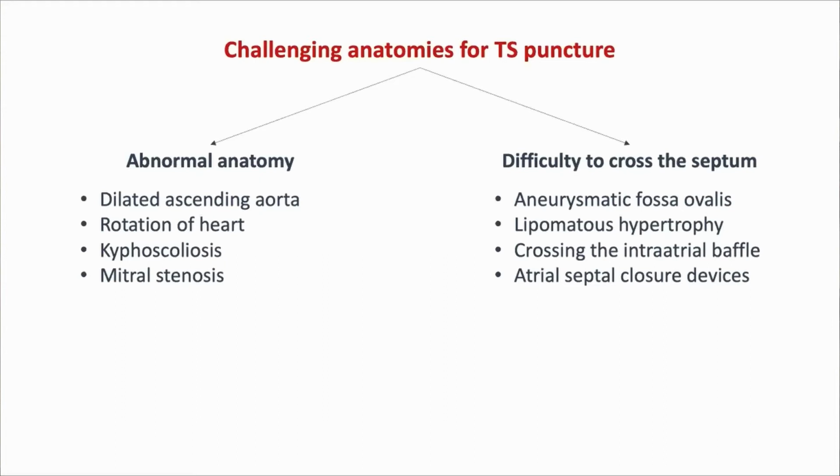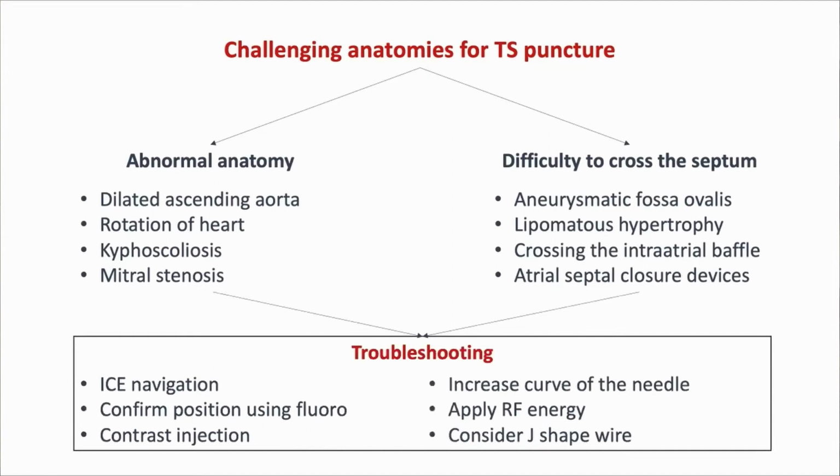Challenging anatomies for transseptal puncture may include abnormal anatomy like a dilated ascending aorta, rotation of the heart, kyphoscoliosis or mitral stenosis, and on the other hand, difficulty to cross the septum, for example in the case of aneurysmal fossa ovalis, lipomatous hypertrophy, crossing an interatrial baffle, or atrial septal closure device. The possible troubleshooting techniques can be ICE navigation, confirming the position with fluoro, contrast injection, increasing the curve of the needle, applying radio frequency energy, and considering the J-shaped wire.